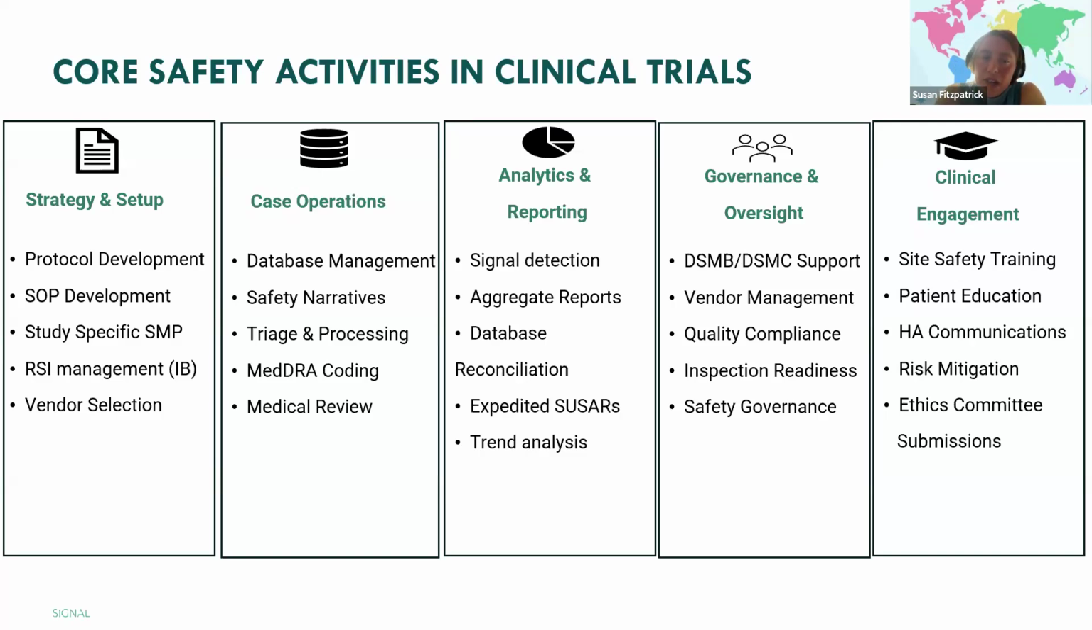And what you should notice is that each stage feeds into the next. If we have weak planning and setup, it guarantees that we're going to have poor data collection and operations. Poor case operations completely compromises our ability to do signal detection. And weak governance will mean that at some point we have a risk of missing an emerging safety trend. So drug safety can only ever be as strong as its weakest link.